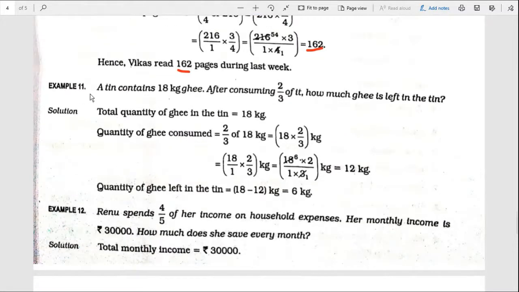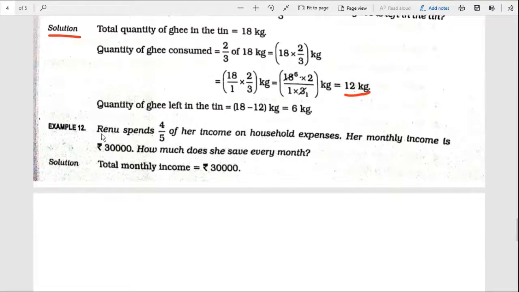In example number 11, a tin contains 18 kg ghee. After consuming 2 by 3 of it, how much ghee is left in the tin? Solution. Total quantity of ghee in the tin is equal to 18 kg. Quantity of ghee consumed is 2 by 3 of 18 kg. 3 6s are 18, 6 2s are 12. So 12 kg is the answer. Quantity of ghee left in the tin is equal to 18 minus 12. 12 kg is the consumed ghee, and 18 kg is the total quantity, minus the consumed ghee, the rest is the answer. So the answer is 6 kg.